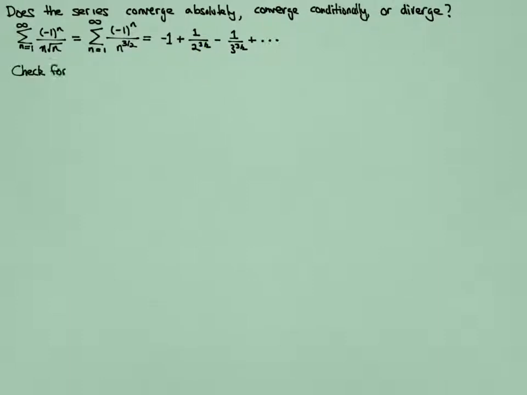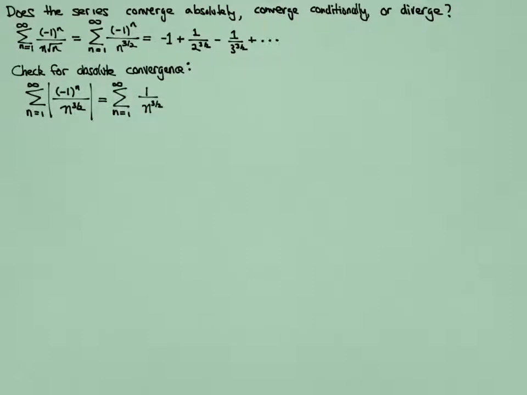What we'll do is check for absolute convergence. So I'm going to take my series, and I'm going to take the absolute value of each individual term. In practice, that means just ignoring the sign that we're alternating from term to term, and so I'll just be looking at 1 over n to the 3/2.